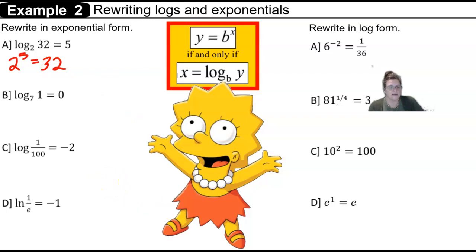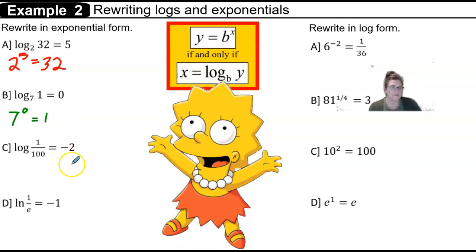Okay, in example B, the log base 7 of 1 equals 0. The base raised to the power of the answer, which is 0, is equal to the argument of the log, which is 1. So 7 to the 0 equals 1, which is true.